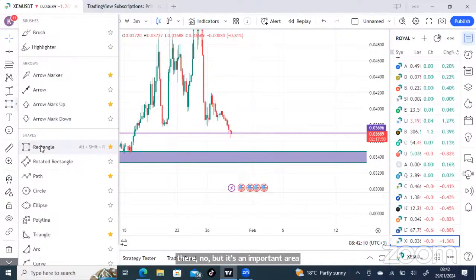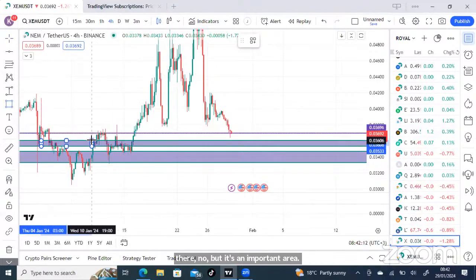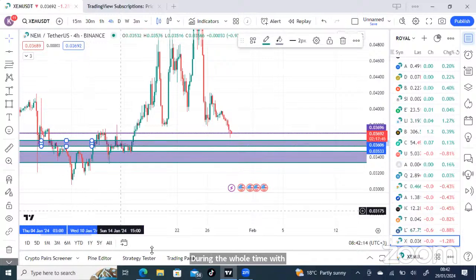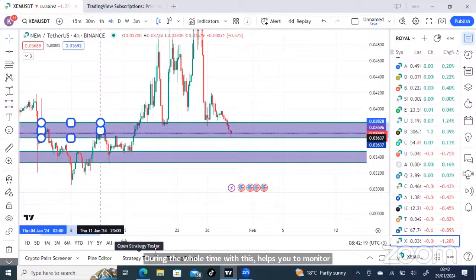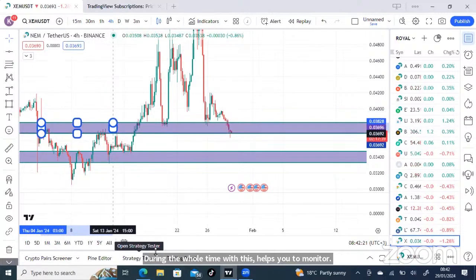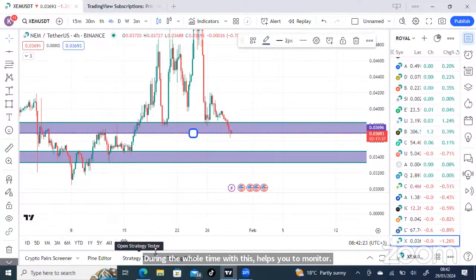Drawing support and resistance helps you to monitor. So I will not take it light.